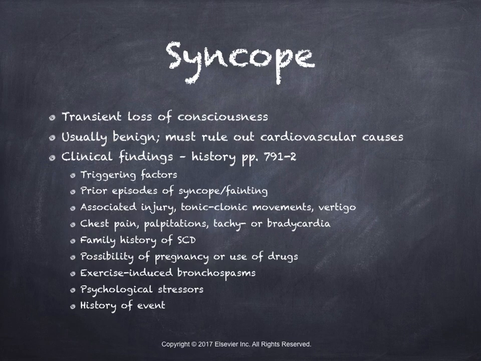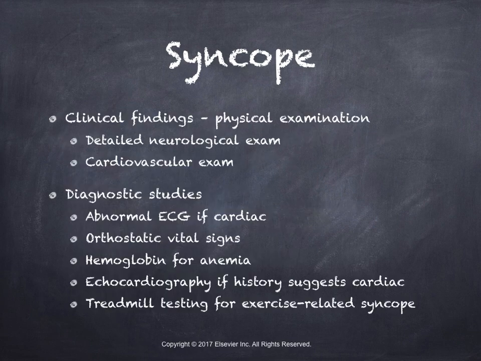We want to know if there were associated respiratory signs. Was there a psychological event such as fainting during blood drawing, which is a vasovagal type of syncope? We want to really know as much about the history of the event as possible. And you want to do a detailed neurological and cardiovascular exam based on the history.